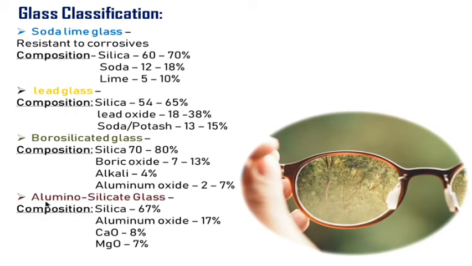Next would come the aluminosilicate glass with composition of silica 67%, aluminum oxide 17%. This aluminum silica mixture would give you a high chemical durability to the glass. So even these kinds of glasses they would be using in labs and all. Calcium oxide and magnesium oxides are also used.